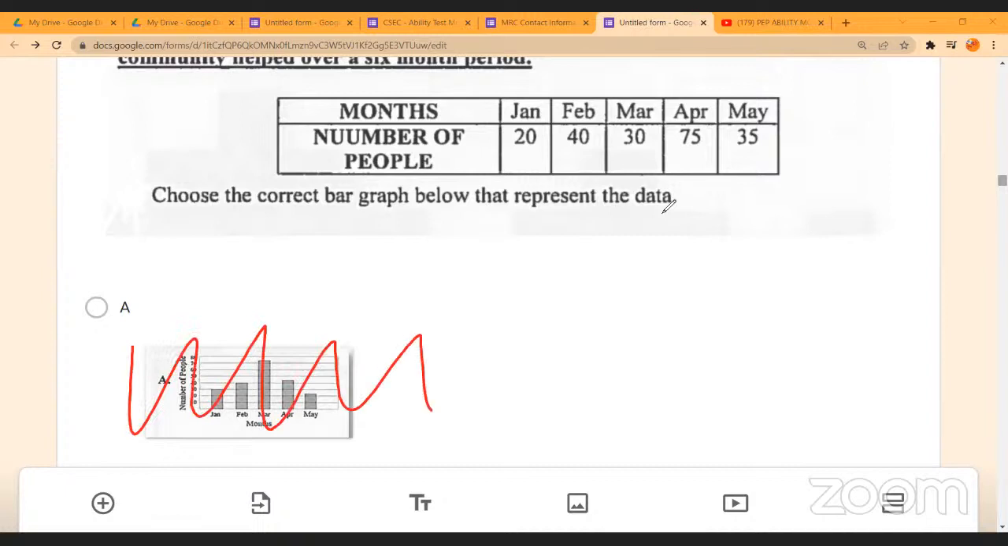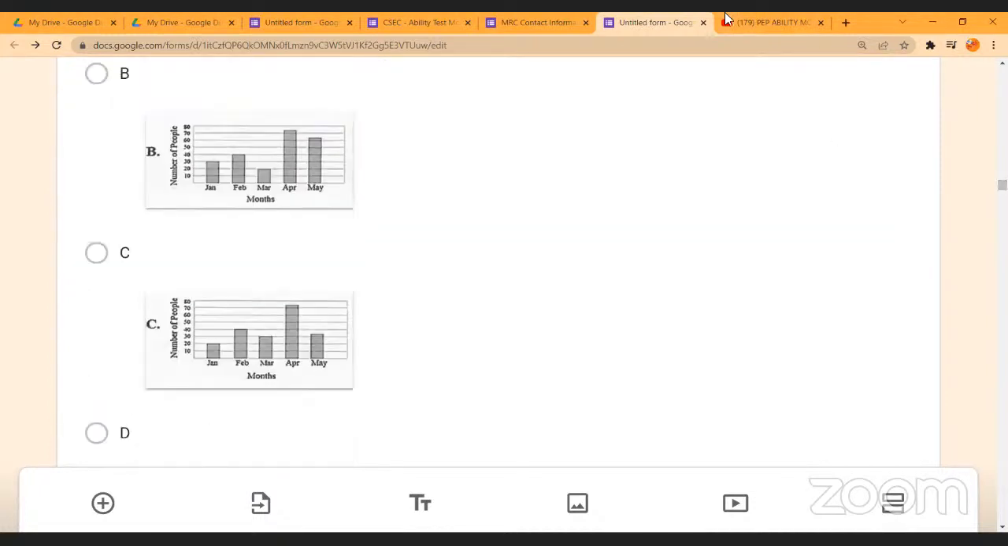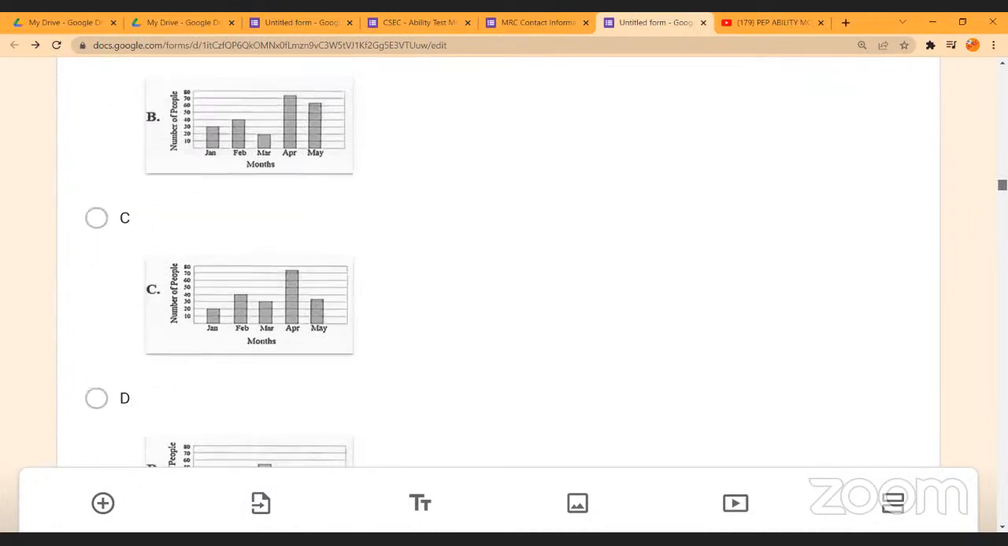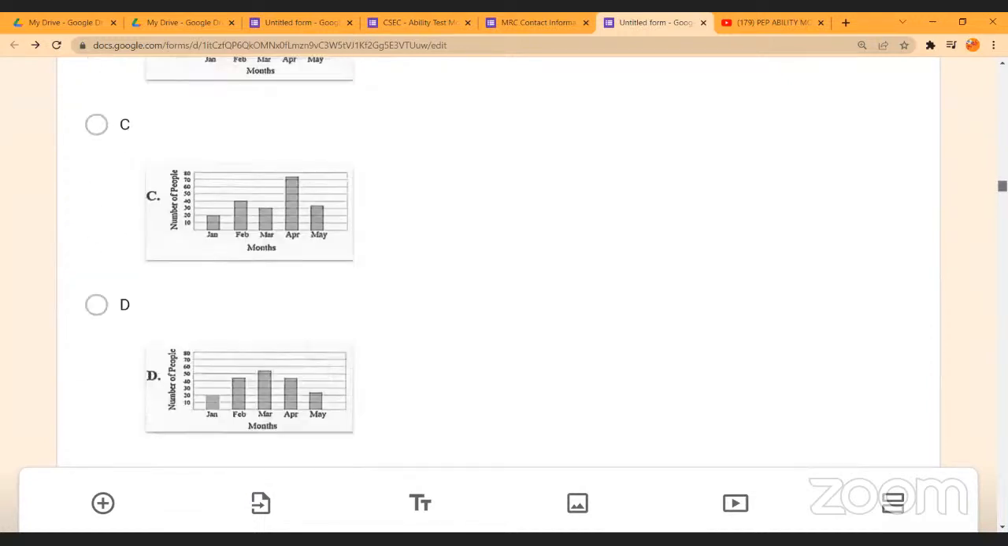Okay, so we cross out A. All right, so A is out. Let's go down. Let's see if it's B. April is the tallest one, as April is supposed to be. January is supposed to be 20. But wait, look, it's not B. So January is supposed to be 20. Let's look at C.